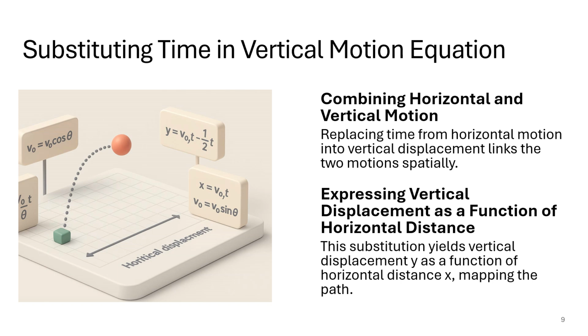Substitute the value of time into y equals v0 sin theta into t minus half g t square. So this step connects horizontal and vertical motion mathematically. After substitution, vertical displacement becomes dependent on horizontal distance x.